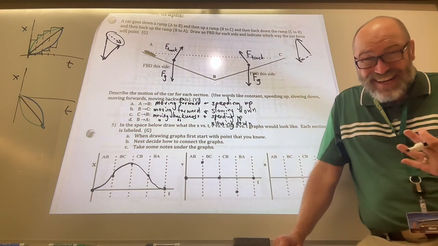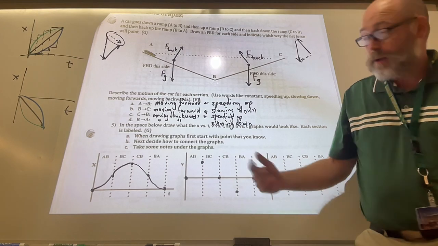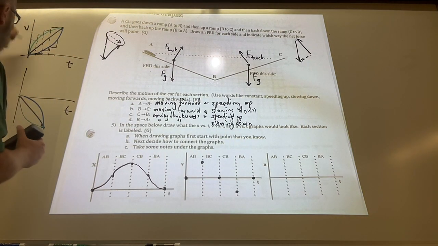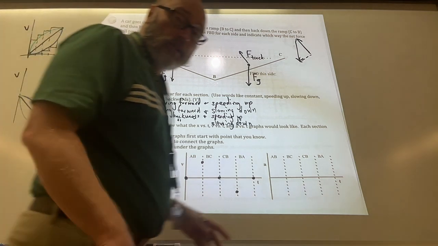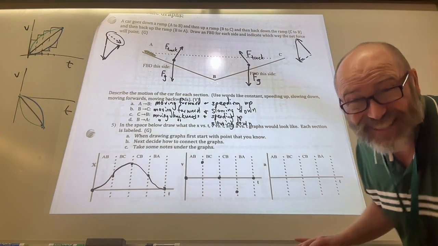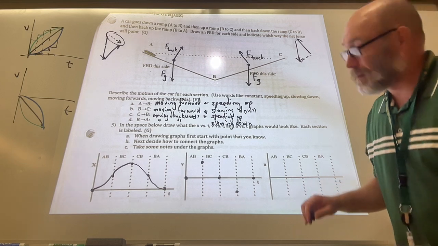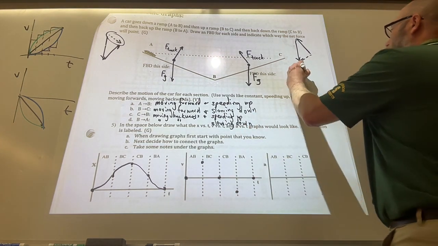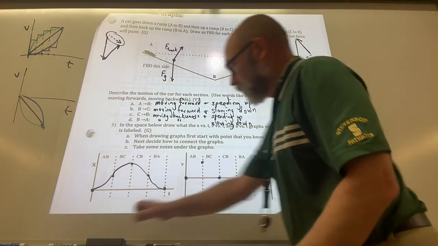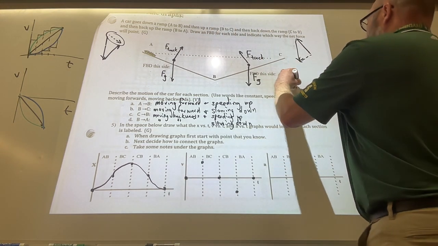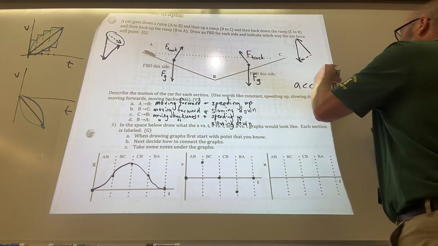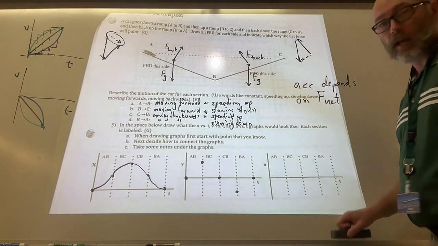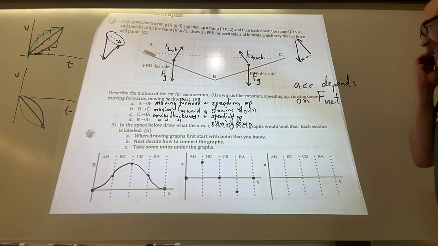All right, now again, I need to connect my lines. Now, remember, if I want to connect my lines, if I just make this a V now, I have three choices. But remember, and hopefully we got this from our Tracking the Force lab, acceleration depends on the net force. Not only the direction, but the size of it depends on that.